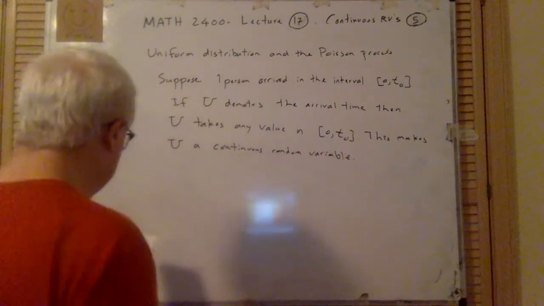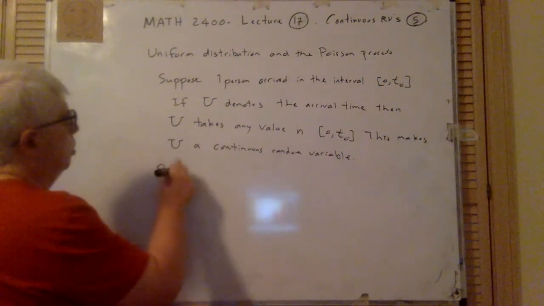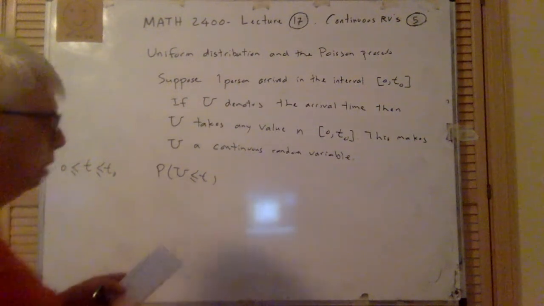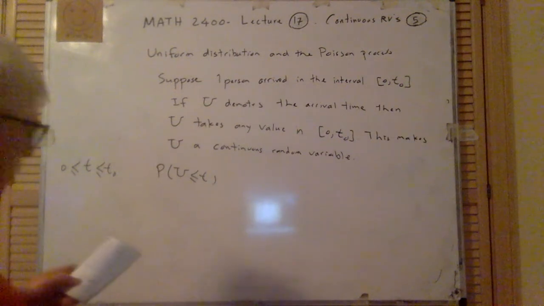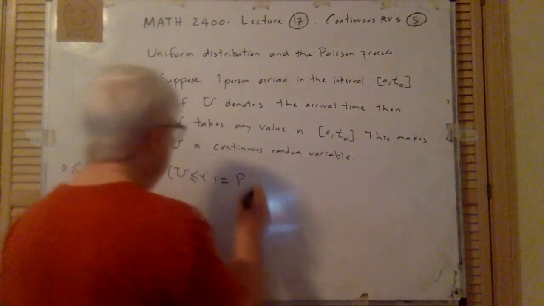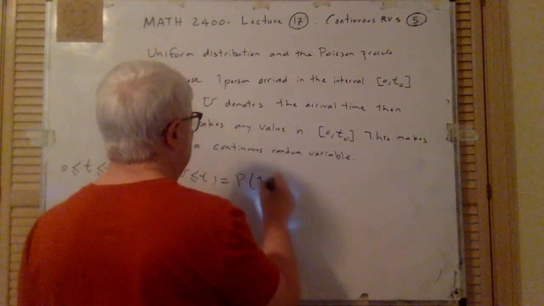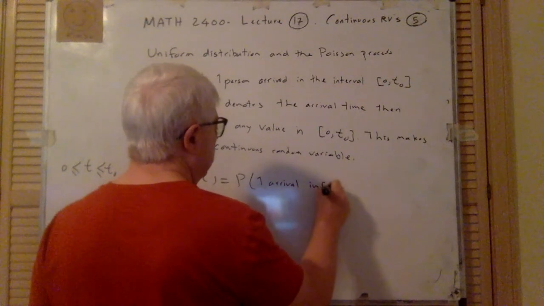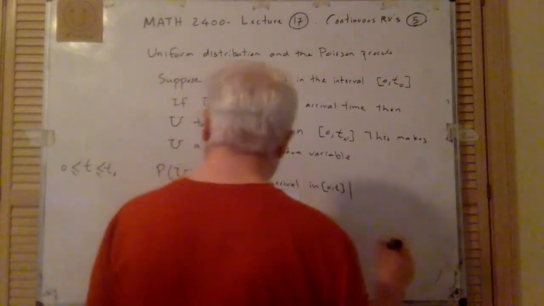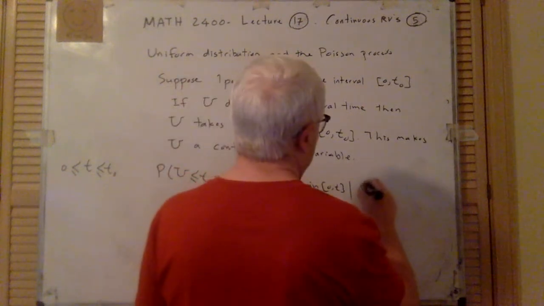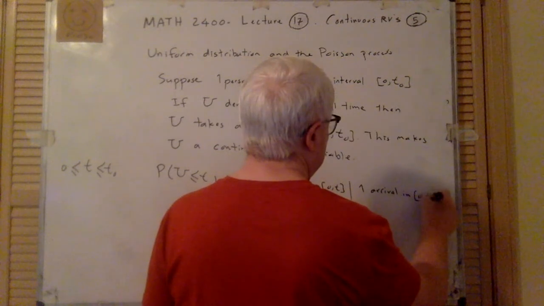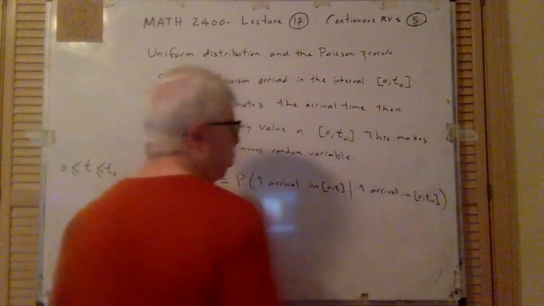Okay, so let's find P of U being less than or equal to T, where T is between 0 and T0, so T is in this interval. This is P of 1 arrival in 0 to t, given that there is 1 arrival in 0 to t0. And we mean just 1 arrival, not more than 1.